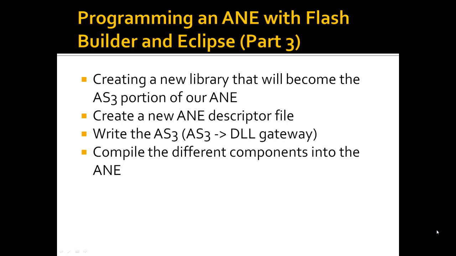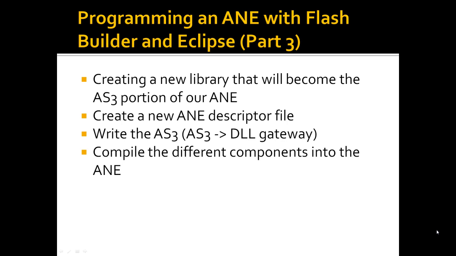Hi, this is Nick Wykowski, and this is the third part of a four-part video series about programming an AIR native extension with Flash Builder and Eclipse. So what we've covered so far is setting up the environment and creating the DLL file that will be our native extension, or the native portion of our code. Now we're going to be creating the actual library file, the ActionScript code that translates the native code side, the DLL, into something that our application can actually use.